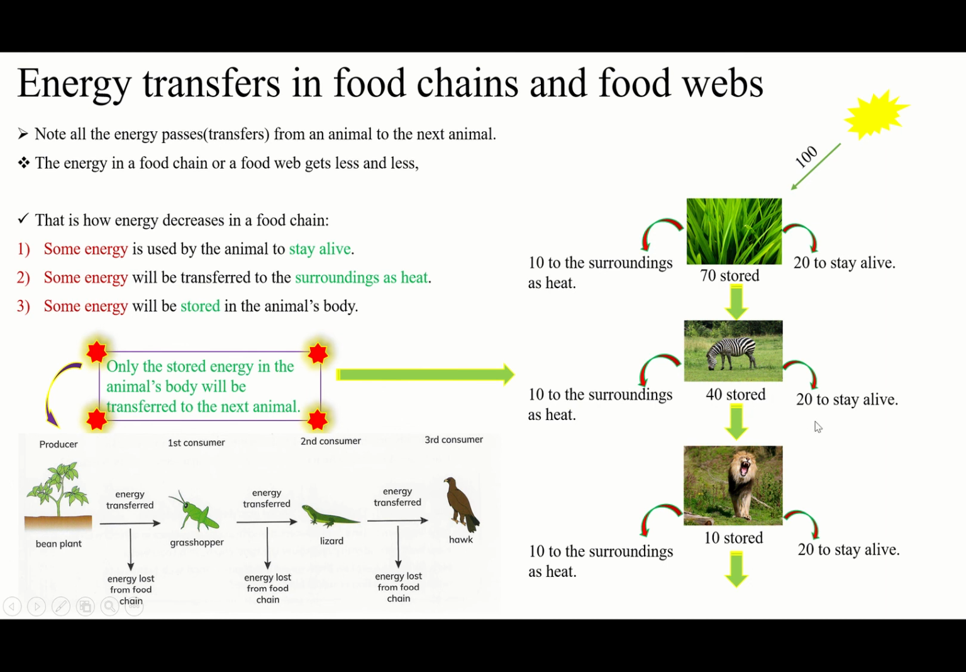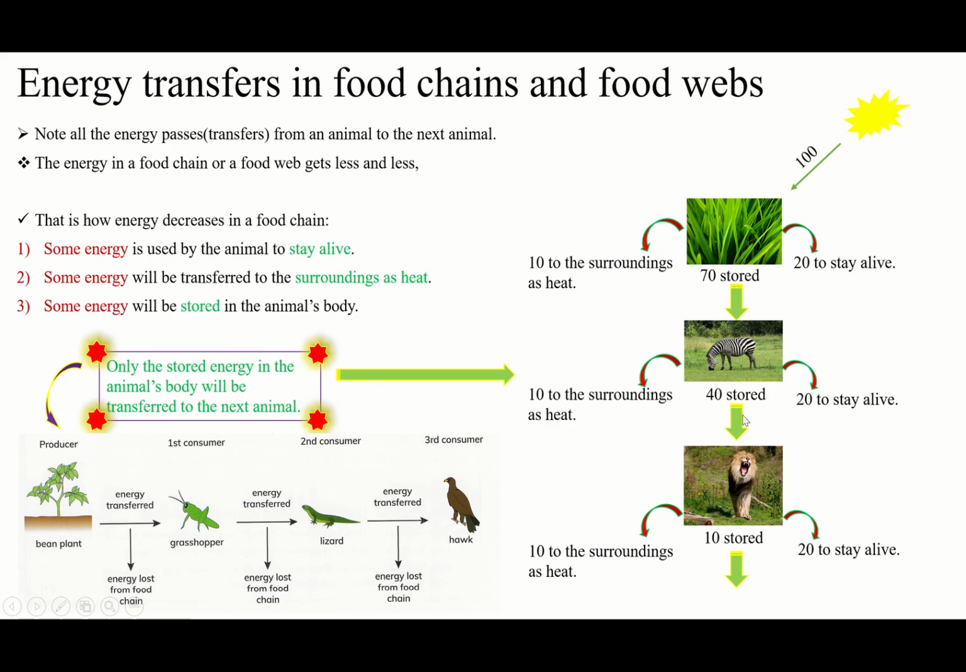The zebra will use 20 to stay alive, 10 to the surroundings. How much left? 20 and 10, 30. The zebra got 70, 30 has been used. 70 minus 30, 40. 40 is left as stored.